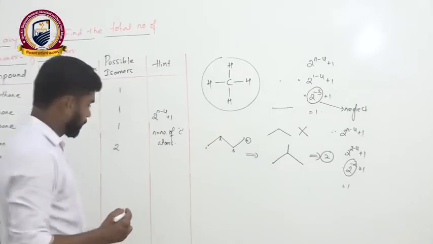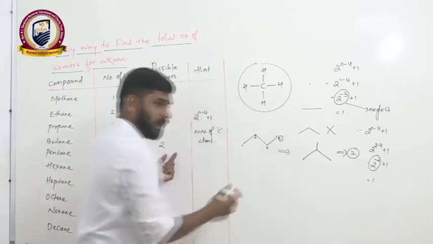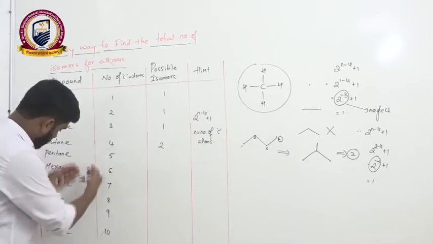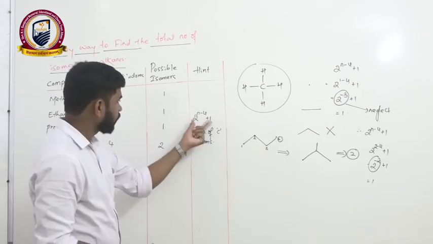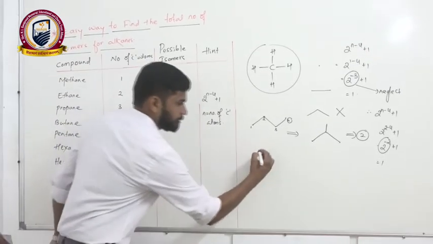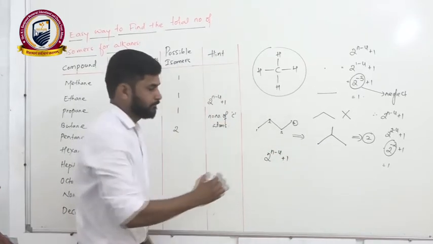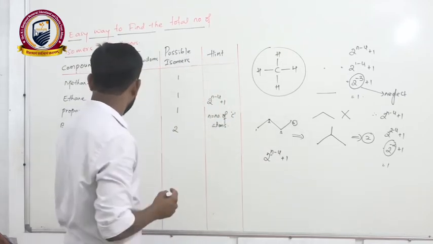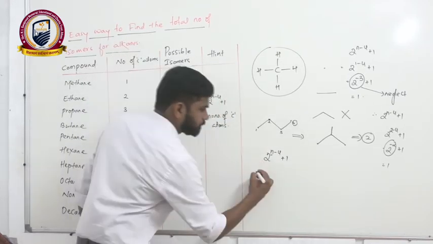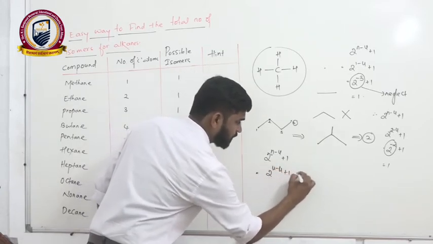Butane we have got here by writing the structure. And if you want to write the structure for the remaining alkanes, it will be very complex. So that's why we have to follow this formula. For butane, the formula will be 2 raised to n minus 4 plus 1. For butane, total number of carbon atoms will be 4. Therefore, 2 raised to 4 minus 4 plus 1, which is equal to what?